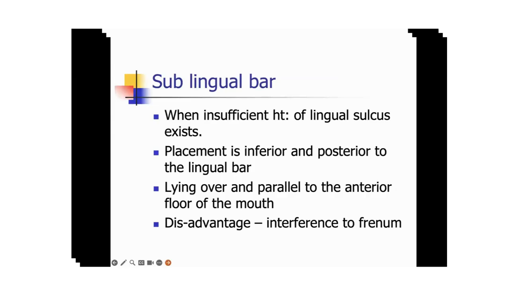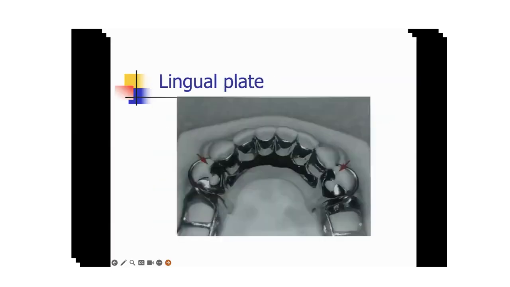The placement of the sublingual bar is inferior and posterior to the lingual bar, lying over and parallel to the anterior floor of the mouth. The major disadvantage of this sublingual bar design is interference with the lingual frenum. The interference with the lingual frenum can definitely cause the lifting of the prosthesis in function. So that is a major drawback of this design.